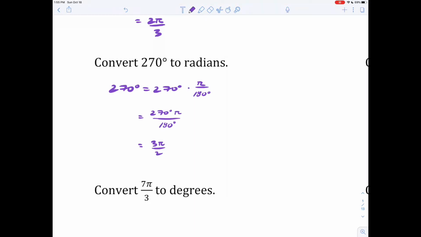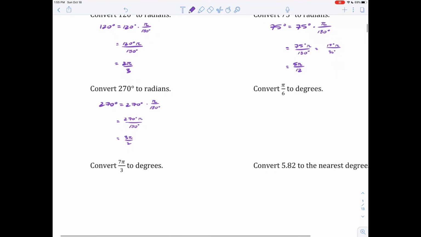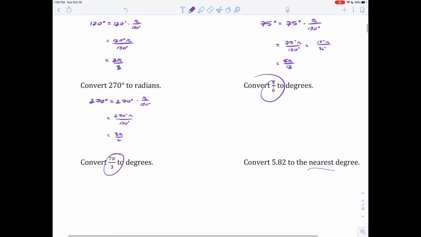These other ones we can convert to degrees. Now the first two, we're going to go non-calculator. And then this last one where it says the nearest degree, that one we're going to have to use a calculator for, because there's no real other way. It's going to be approximate.